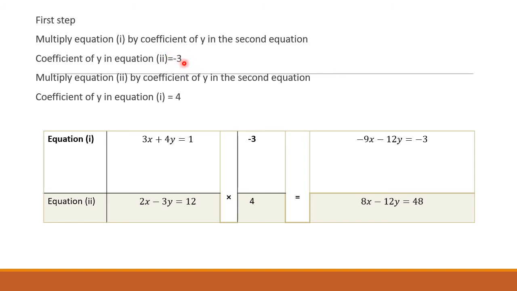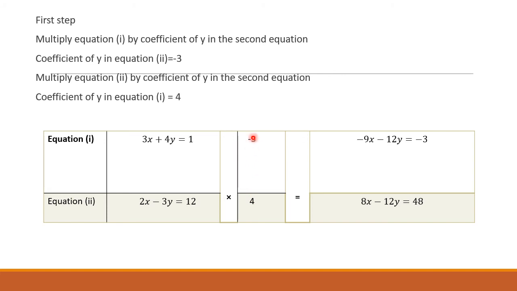So the coefficient of y for this matter is negative 3. Actually, it's supposed to be negative 3. Here I made a mistake. So this is supposed to be negative 3. And then the coefficient of y in the first equation is 4. Coefficient of y here is 4. So we are going to put this 4 here, okay?